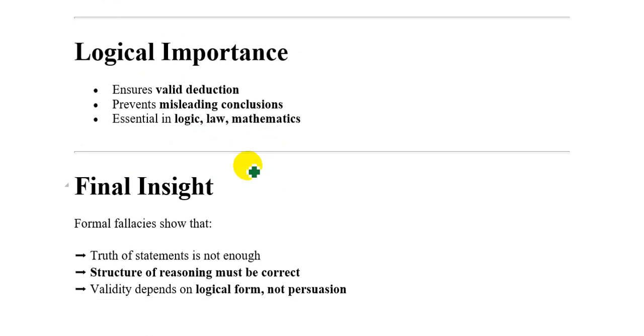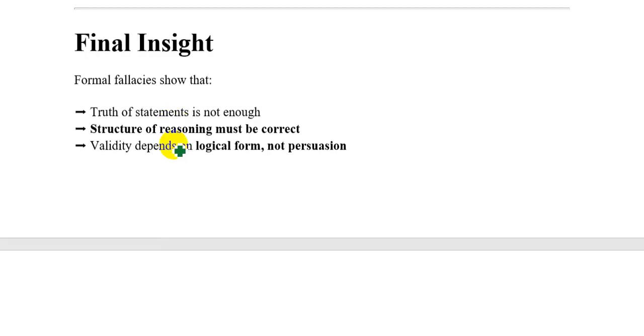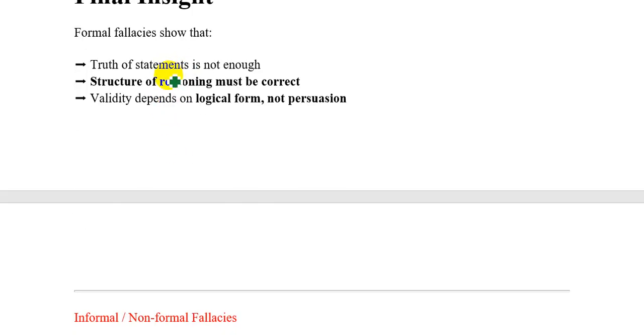Now, what is the importance of this? It ensures valid deduction, prevents misleading conclusions, and is essential in logic, law, and mathematics. Finally, truth of statement is not enough. Structure of reasoning must be correct, and validity depends on logical form, not persuasion.